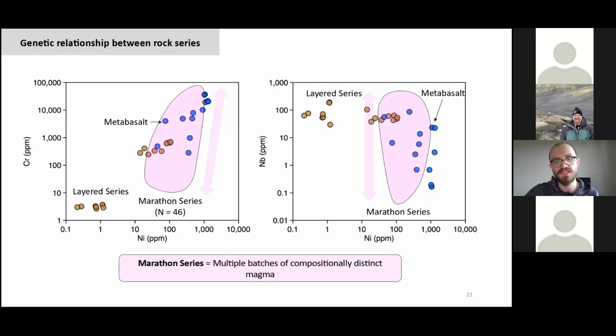And this idea is consistent with the fact that the marathon deposit is a conduit type system, in which a characteristic feature is multiple inputs of new melt.